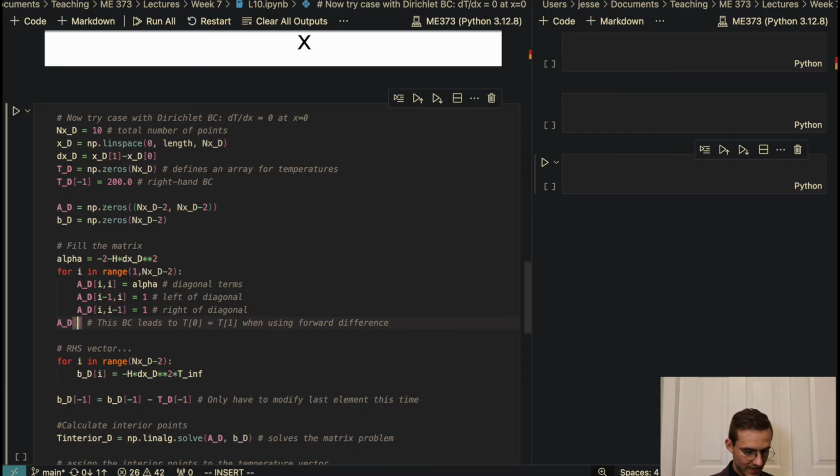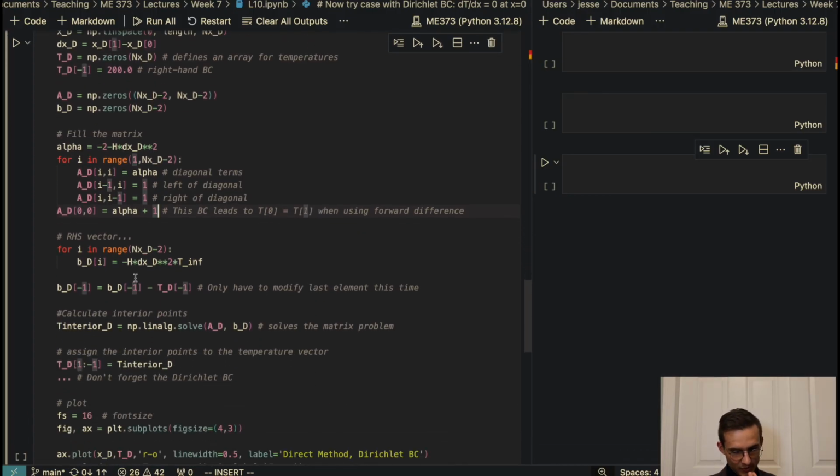because like we showed in the notes just a moment ago, this boundary condition, the zero flux boundary condition, when you use forward difference, just makes the array value at the boundary equal to the first interior point. And so what that translates to for the matrix is that AD00 is equal to alpha plus 1. You can check this on your own if you like. Okay, and then we proceed in the same way for B. We only have to modify the last element of B this time. We don't have to modify the first because of the way the boundary condition works out.